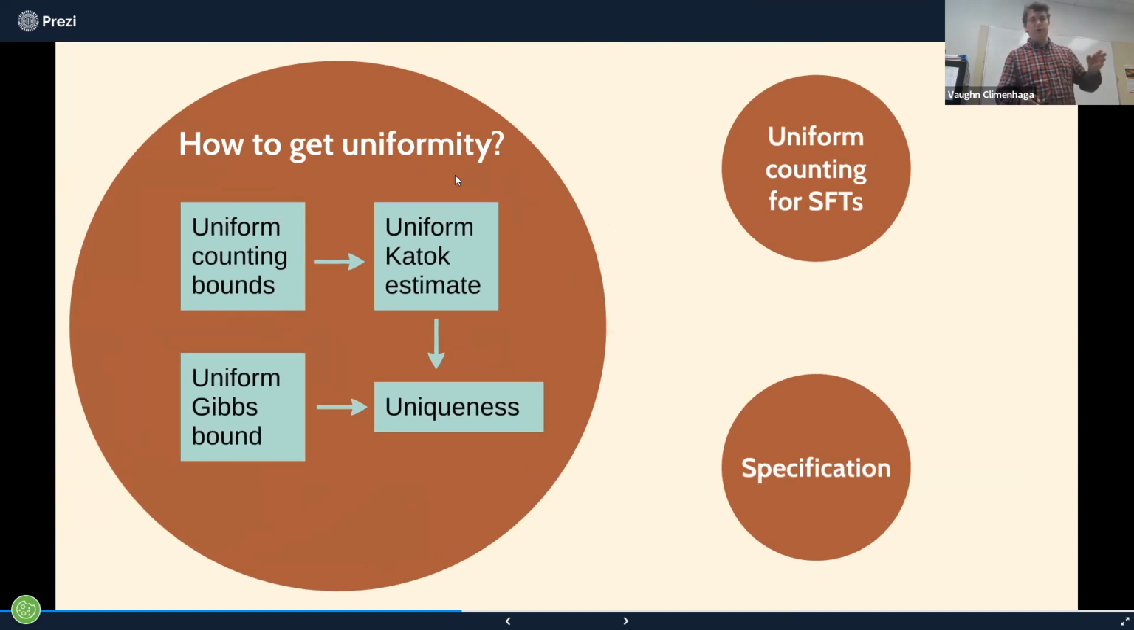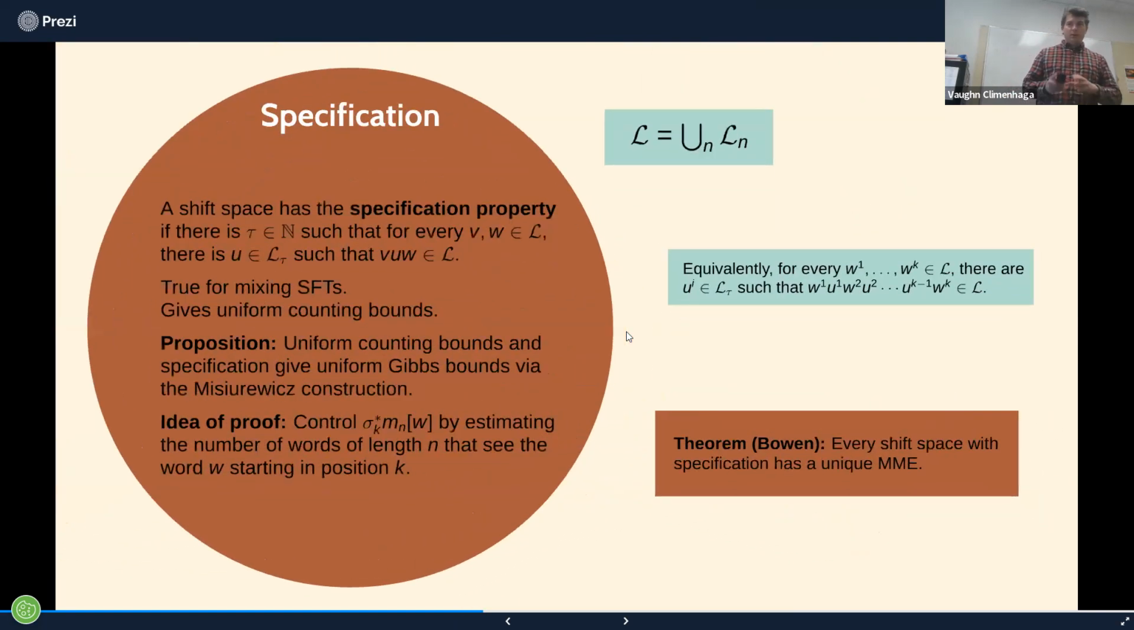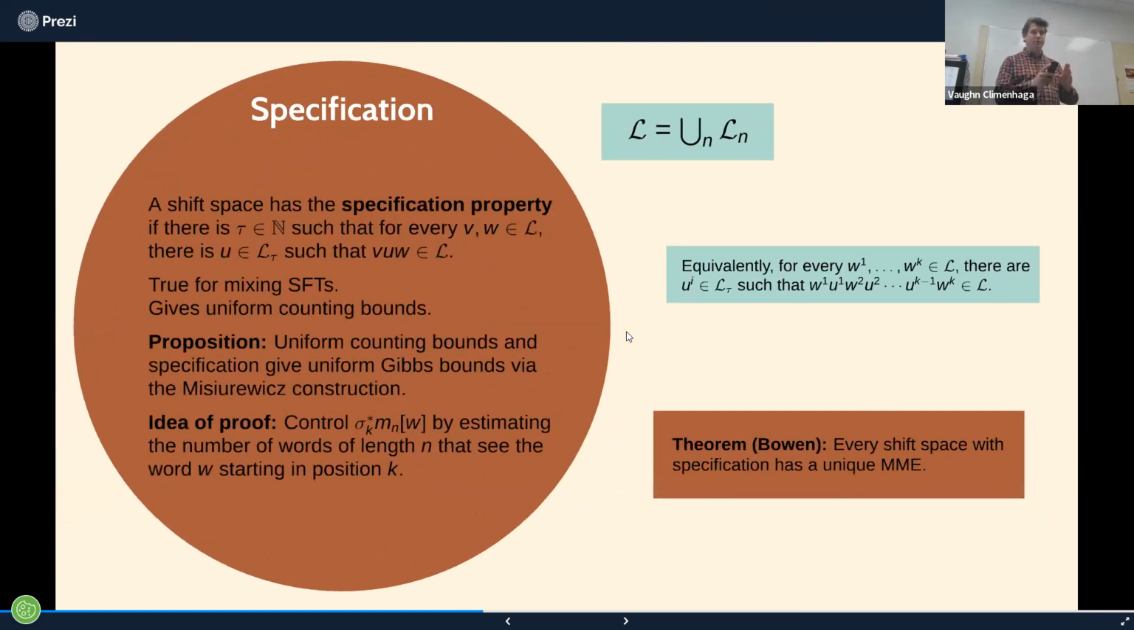Uniform counting bounds give you the uniform entropy estimate, then you need a uniform Gibbs bound, and then the argument runs. But where should the uniform Gibbs bound come from? Well, remember a few slides ago when I was describing the Mizraevich construction, I pointed out what you would need to do in order to get a uniform lower Gibbs bound. You would need to get estimates of the number of words of length n that see a given word starting in a certain position. And I'm not going to say anything more about the proof than that, but that reduces the problem of constructing a Gibbs measure to getting good counting estimates.